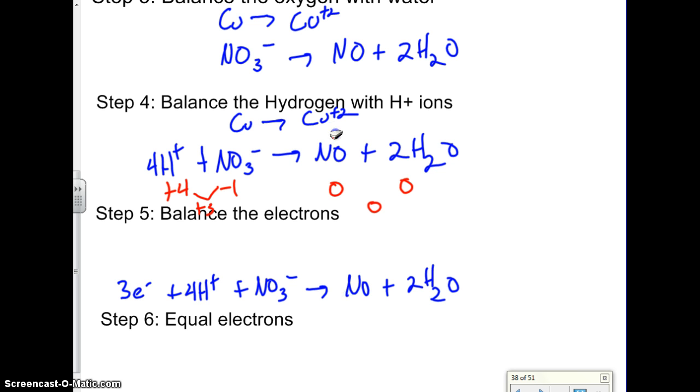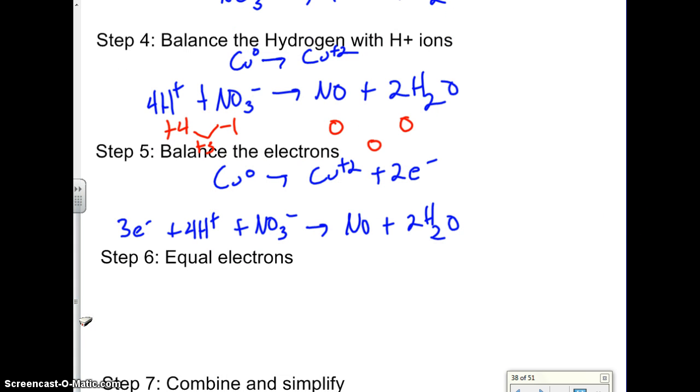Okay, we can do the same thing with the copper. We're going from 0, because remember all elements are 0, to plus 2, which means we have lost 2 electrons. So we'd have our electrons on our product side. So Cu 0 forming Cu 2+ plus 2 electrons.